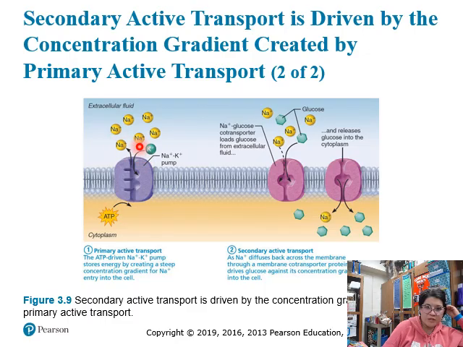So here's sodium doing its normal thing. I'm always backwards. It's going out. But in the process, these other little glucose molecules also sneak out, or in, or whichever direction. They're kind of sneaking with the sodium. And so that would be the secondary active transport. The glucose is doing the secondary.